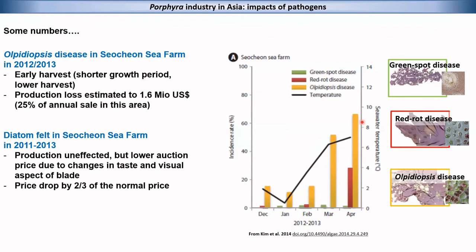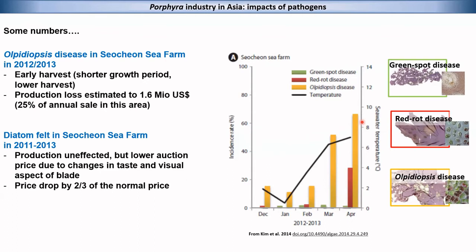And this disease actually led to an early harvest of Porphyra and meant a shorter growth period. The production loss due to this pathogen was estimated to be around $1.6 million, and this corresponds to around 25% of the annual sale in this cultivation area.